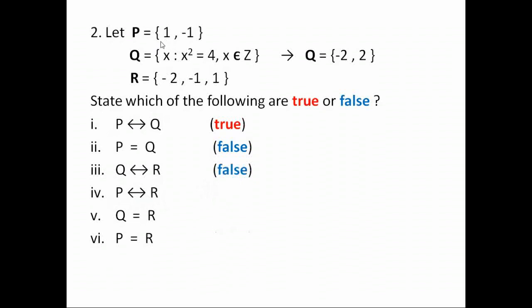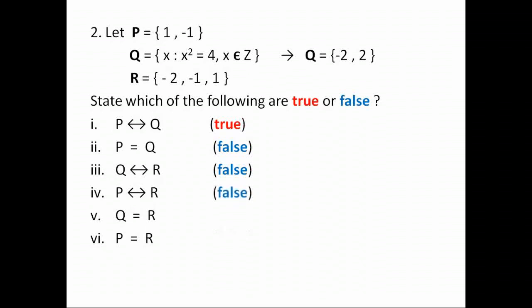Next, P is equivalent to R. So where is P? Now for being equivalent, we have to see the cardinal number. How many elements are there here? 1, 2 in P. And in R, how many elements are there? 1, 2 and 3. Means their cardinal numbers are not the same. So it means it is false.